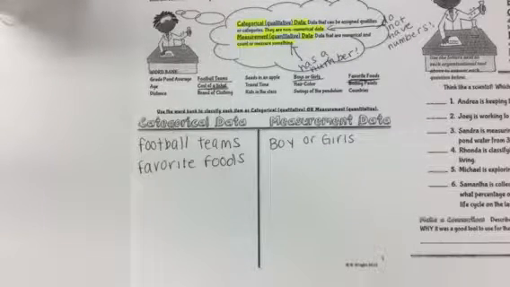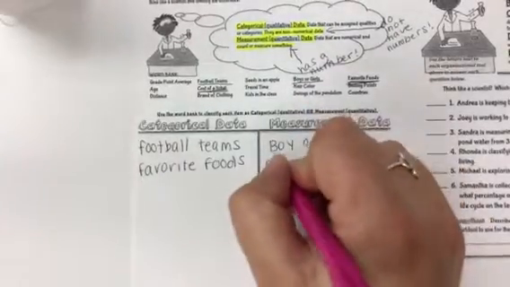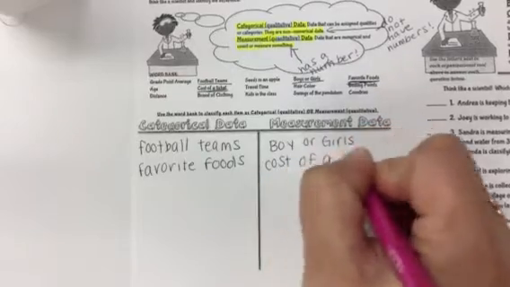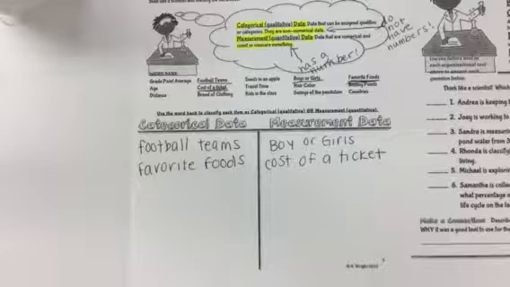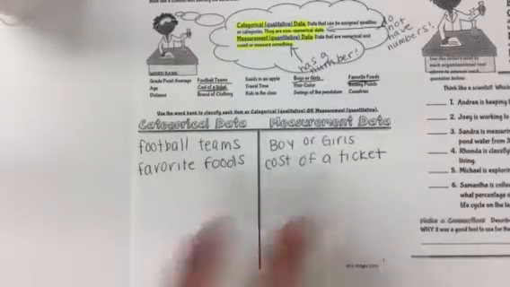Heather, what do you think? I think it's measurement data. Okay, why do you think it's measurement? Because it's like putting the numbers. It's like about numbers. Yeah, it's about numbers, it's about money. So all the different money that we would have for the cost of a ticket would go in here.